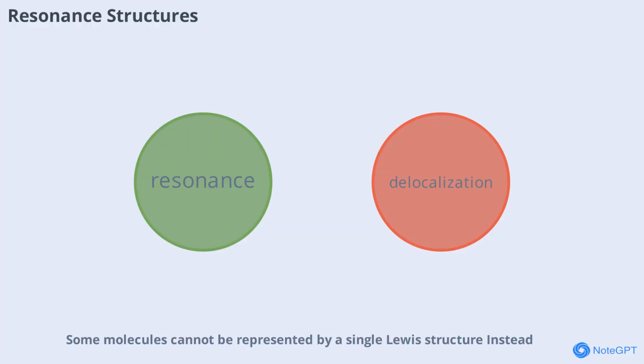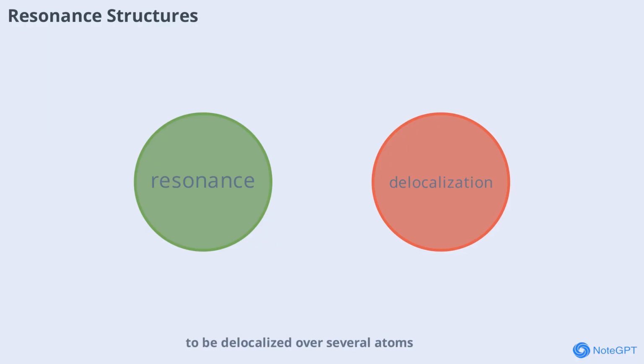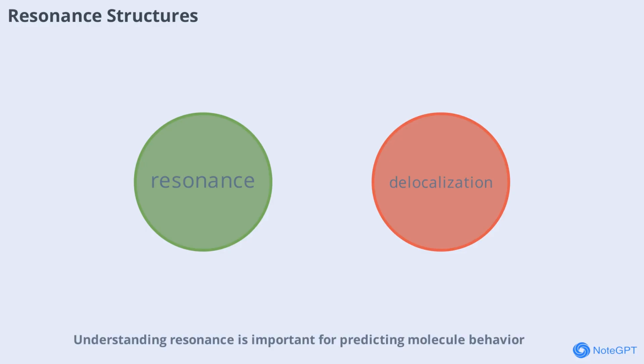Some molecules cannot be represented by a single Lewis structure. Instead, they have resonance structures, which are multiple valid arrangements of electrons. Resonance stabilizes molecules by allowing electrons to be delocalized over several atoms. Examples include ozone, O3, and the carbonate ion, CO3 2-. Understanding resonance is important for predicting molecule behavior.